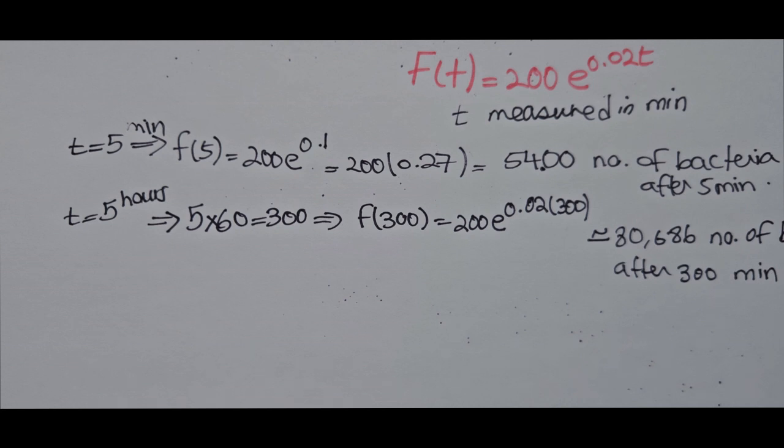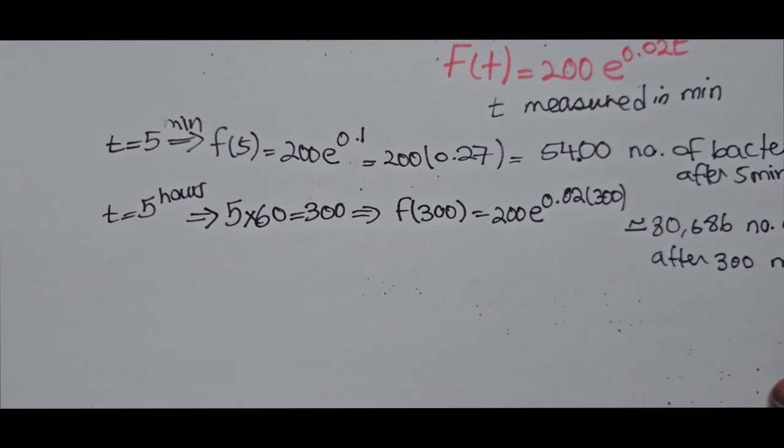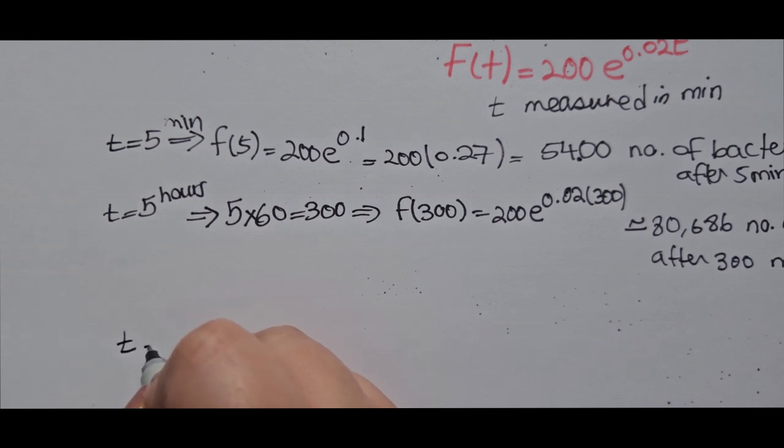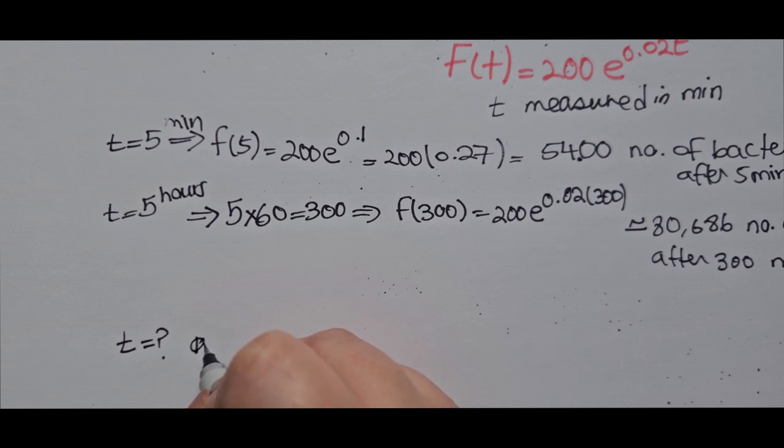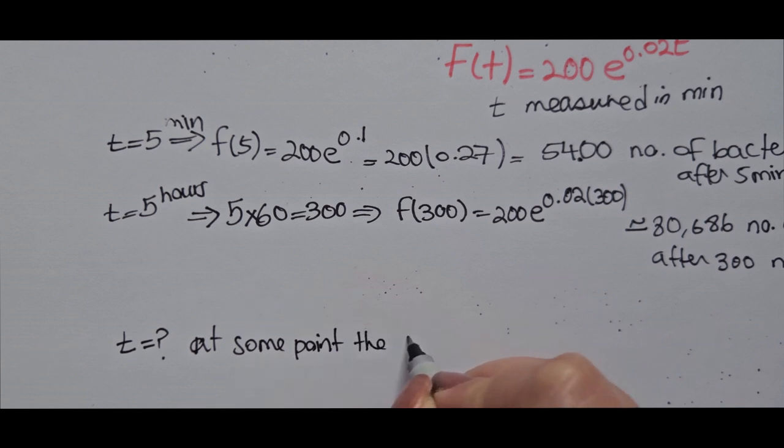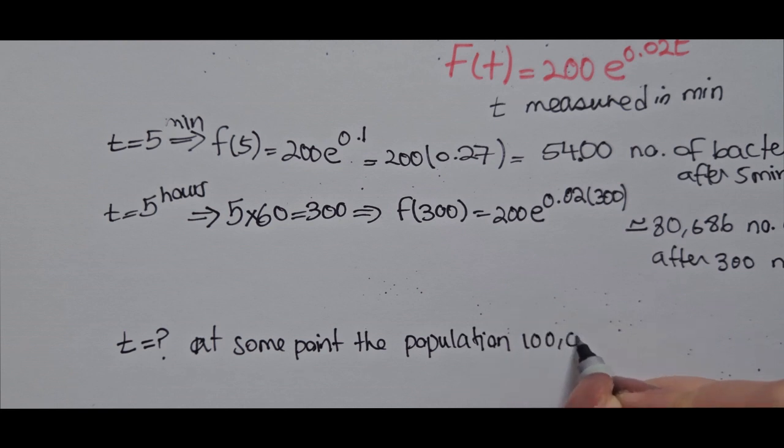But there is another type of question. They will ask you, let's say, when does the population reach a specific number of bacteria? So here in the third part of the question, they ask you about the t. They give you the population. So they say that at some point in t, the population reaches, let's say, 100,000 bacteria, right? 100,000 bacteria.